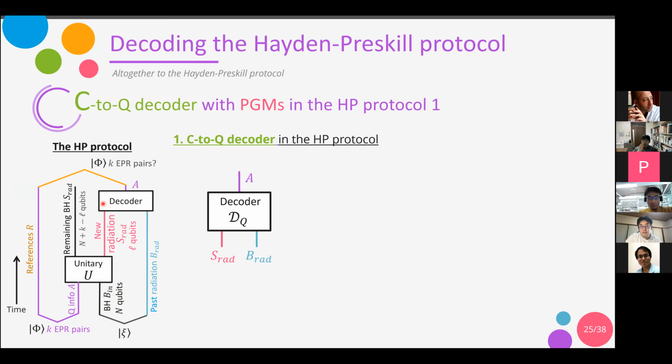Okay, so now let me explain how to use the C2Q decoder with pretty good measurement to decode the Hayden-Preskill protocol. So we come back to this protocol, and we are going to use a C2Q decoder to decode it. The decoder is this part. Of course, the decoder in this protocol has input, new radiation and past radiation, and the output is system A.